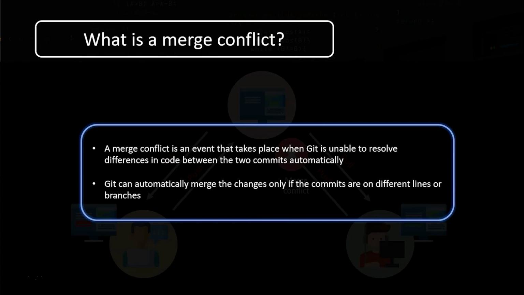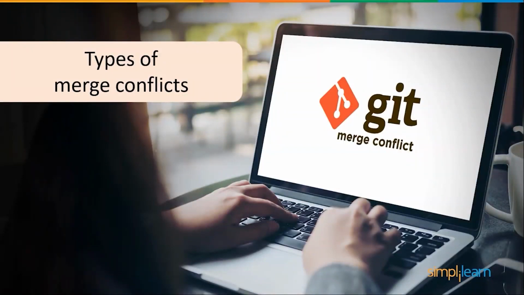So Git can automatically merge the changes only if the commits are on different lines of the branches. If at any moment you are diverting from the process and you have different lines of source code, that is where merge conflicts come into the picture. Now, what are the different kinds of merge conflicts which we normally face?